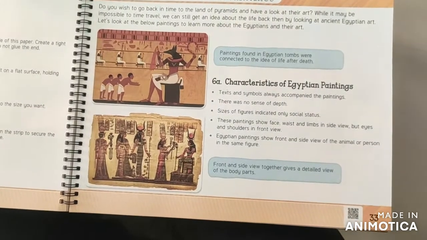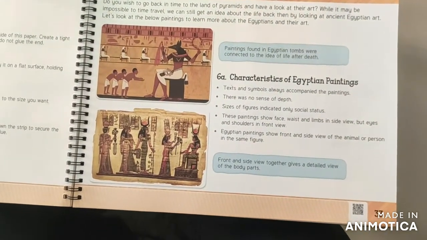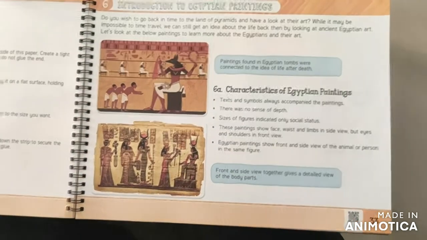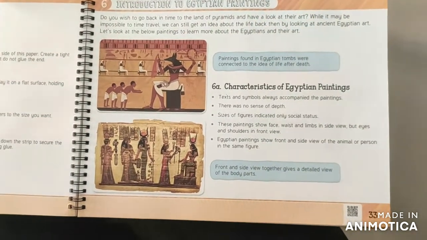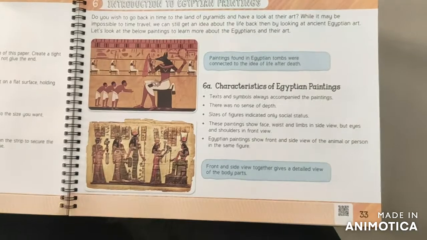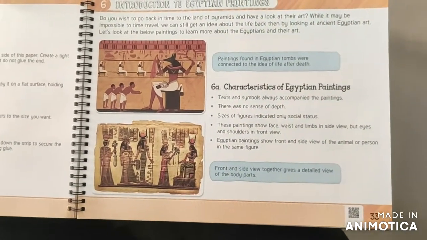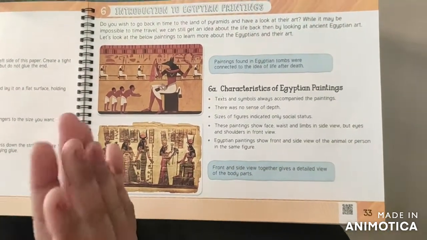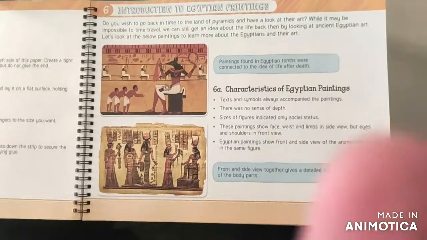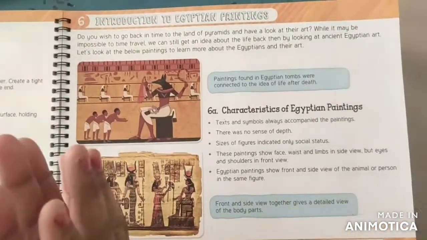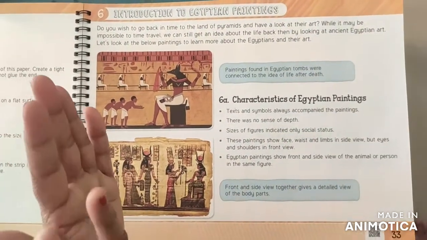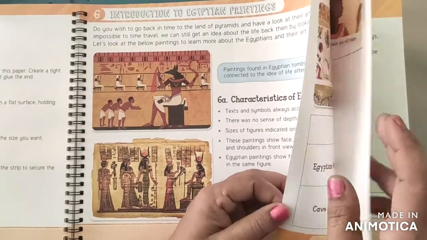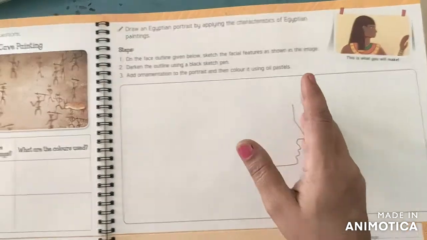Egyptian paintings show front and side view of the animal or person in the same figure. Likewise, they use animal figures also in the same manner. Front and side view together give a detailed view of that body part. In conclusion, we can say that one body, maybe an animal or a person, a whole body shows all the body parts but in two different views. These are some characteristics of Egyptian paintings. Okay, so turn the page.